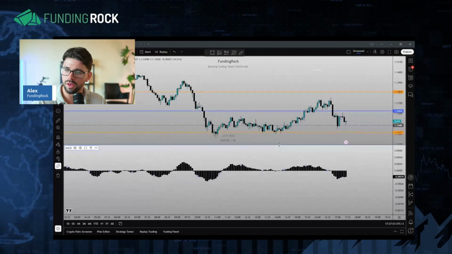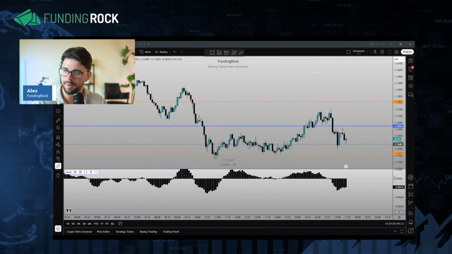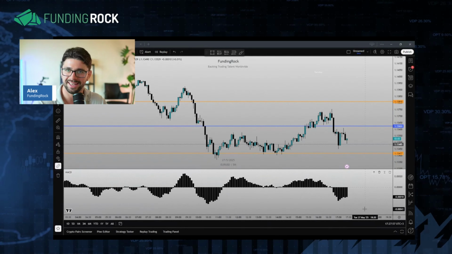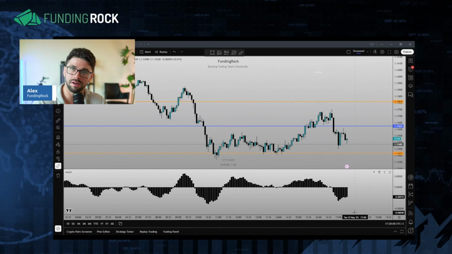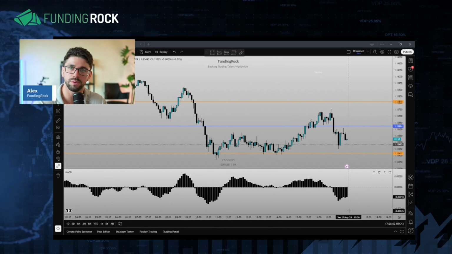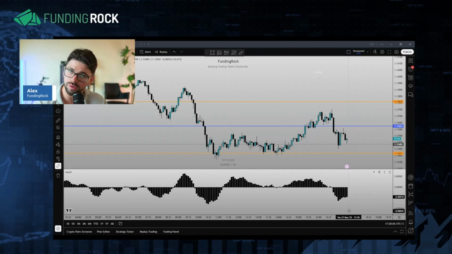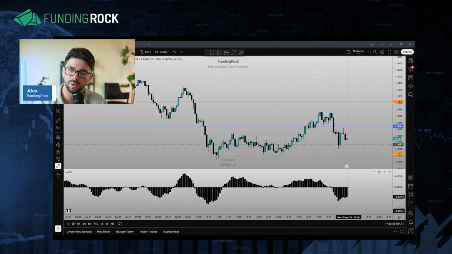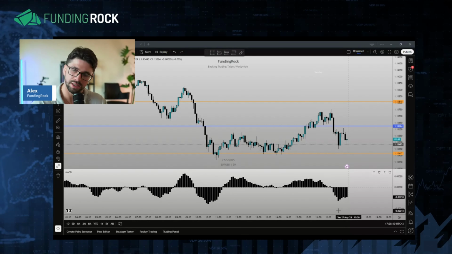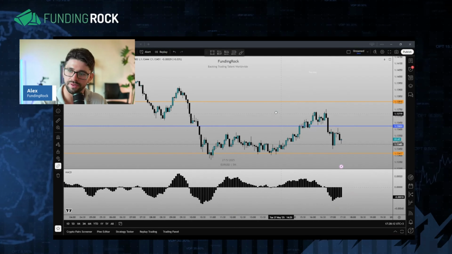The difference between using a MACD and an RSI is that a MACD can help you identify a continuation within the trend. I know you can do that with an RSI as well, and we did that in the last one, but I prefer the MACD. We're going to go through a couple of examples right now.